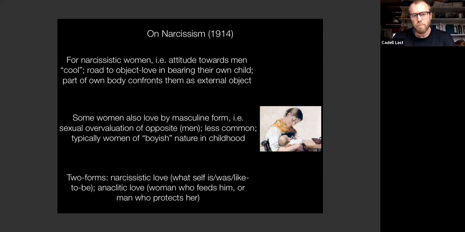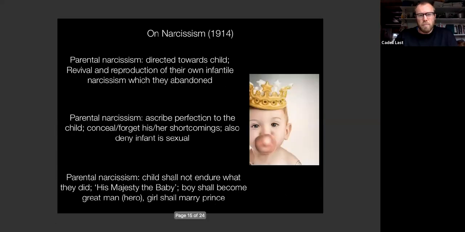He says that it's typically women who have a boyish nature in childhood, which is retained into their sexual maturation. And then he goes on to say that there are two forms: narcissistic love, namely what the self was like to be, and anaclitic love, which is either a woman who feeds him or a man who protects her. So you get this oppositional dynamic emerging in this paper, which I think is very clear. It's a formal difference being played around with here, in a dynamic between the one and the other, in its most simple essence. Also very interesting in relationship to the split and the dialectics of the process. To me, it's very clear what he's describing here.